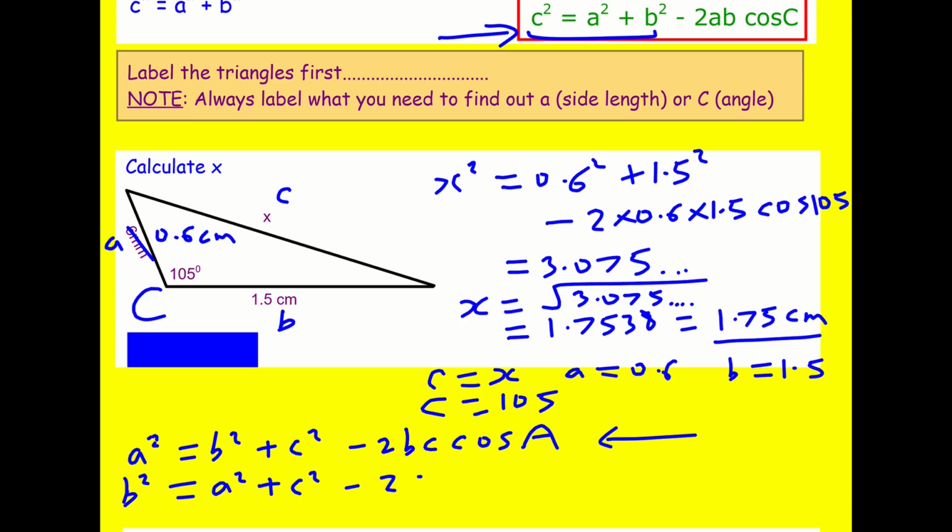So actually, I think this does help because it helps you remember that it doesn't really matter how you label it, in fact. You just got to remember that whatever side squared you want, it's the other two side squares added together, then you're minusing twice what they are, and then it's cos of the angle that's opposite the side you're interested in. So, 3 versions of the cosine rule.